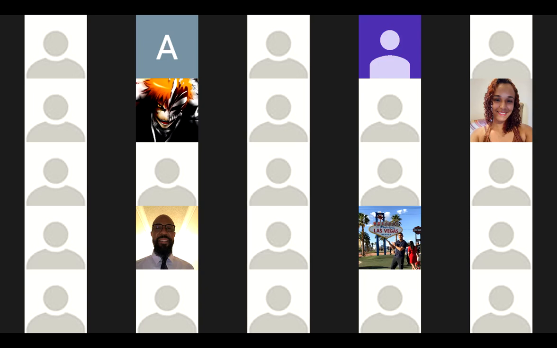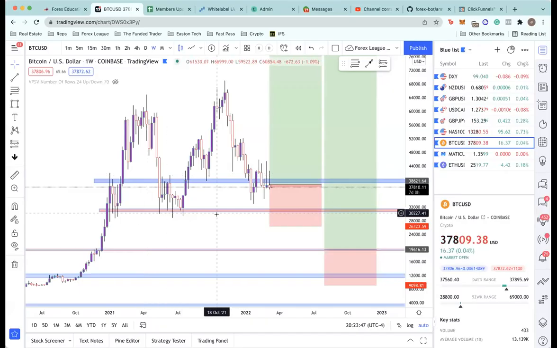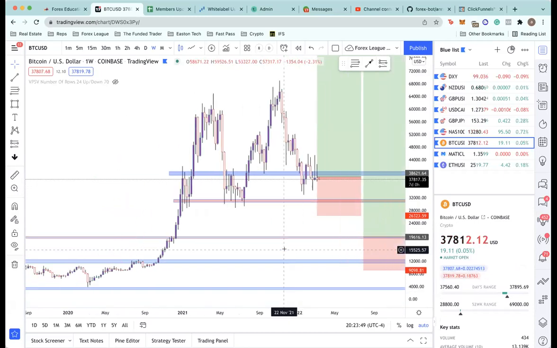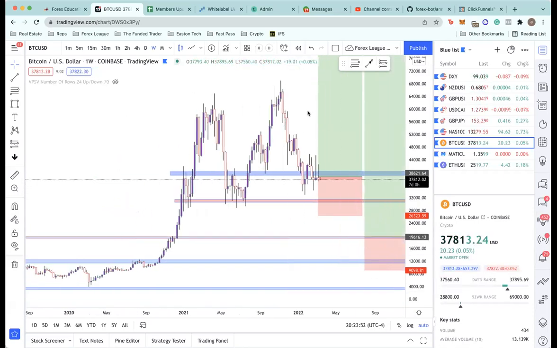So I'm going to go ahead and share my screen, and we're going to run through some of my trade ideas for the week. So we got BTC. We're going to look at it pretty much last. We're going to get started with Forex pairs first.